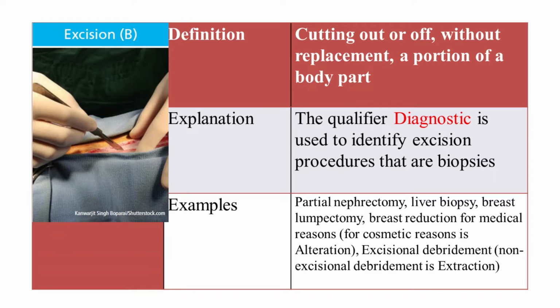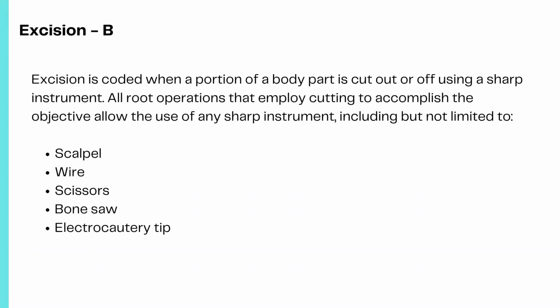Now, there are 2 important exceptions in this root operation excision. One exception is breast reduction that is performed for cosmetic reasons should be coded to alteration as the root operation. And the second exception is non-excisional debridement that is coded to extraction as the root operation. These are 2 important exceptions that you might need to remember. Now, excision procedures. Generally, sharp instruments such as scalpels or scissors, wires, bone saw, or electrocautery tips are used generally to perform excision procedures.